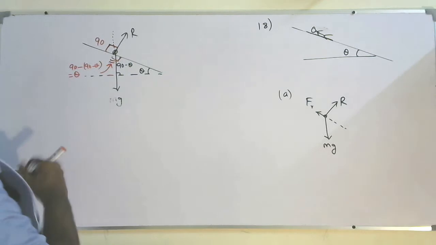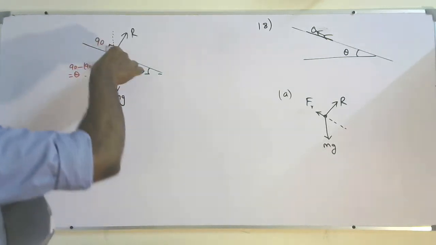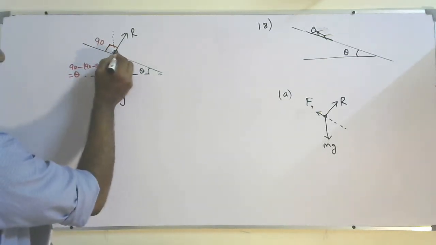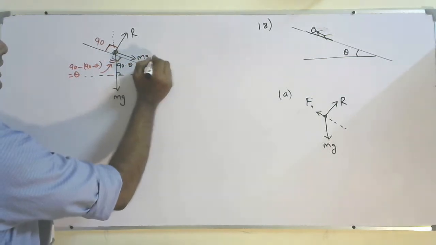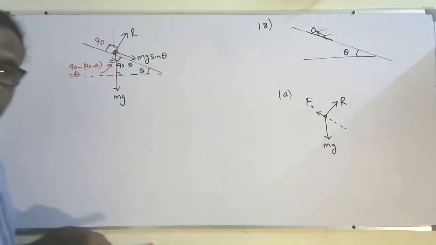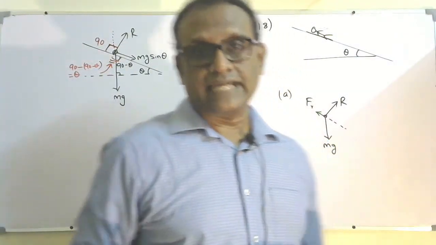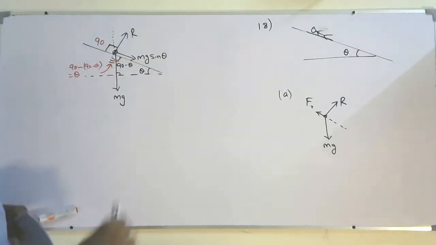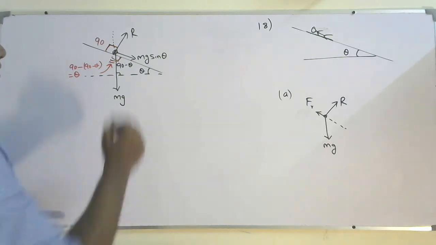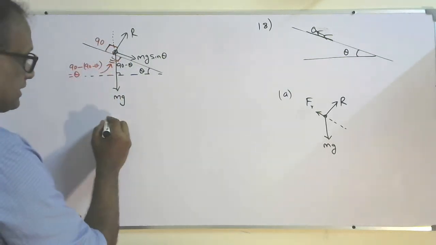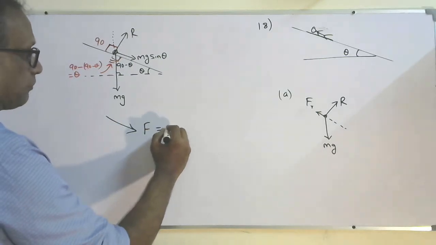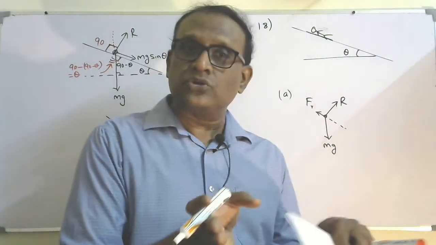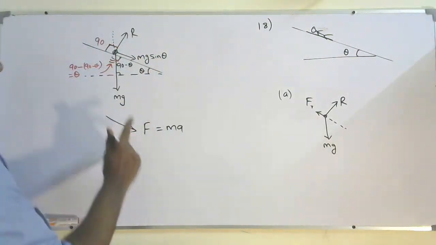So if I resolve this weight mg along the slope, I should move it away from the angle theta. So the component of the weight along the slope will be mg sine theta. Because this angle is theta, I'm resolving this mg away from the angle, so away means mg sine theta. So I neglect the drag force. Along the slope downwards, F equals ma. Drag force is negligible because initially the speed is less, so the drag force is less. So the only force is mg sine theta.